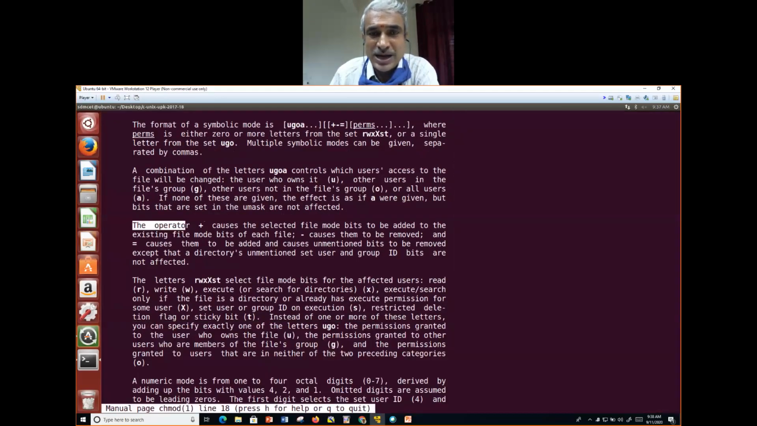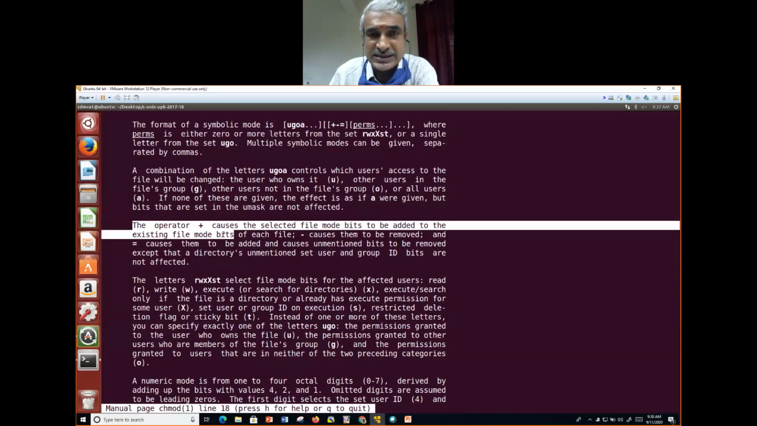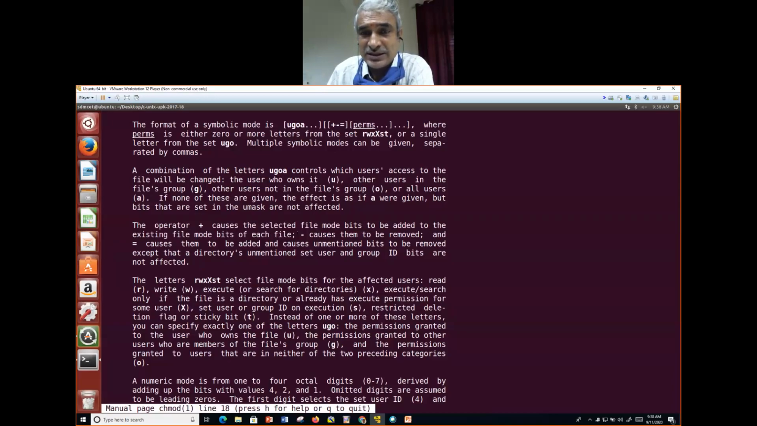The operator plus causes the selected file mode bits to be added to the existing file mode bits of each file. That means given only one file, you can give more than one file, separated by spaces. Minus causes them to be removed, as shown. And equal to causes them to be added and causes unmentioned bits to be removed.